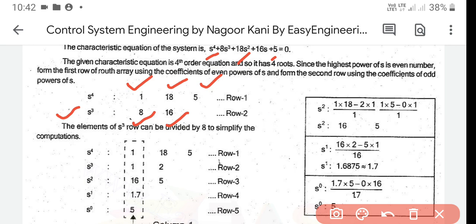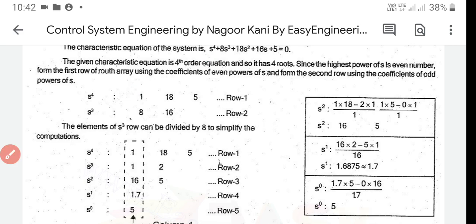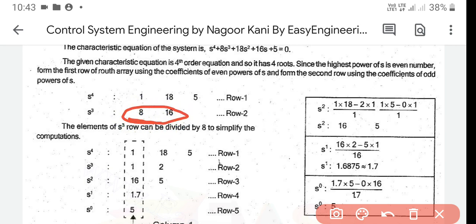See here, I said in the previous topic that if any elements can be divided by a particular number, you can divide them for simplification of the computations. So 8 ones are 8, 8 twos are 16. So now the second row is modified. See here, the second row is modified like this. 1, 18, 5 are the first row elements, and the second row elements are 1 and 2.